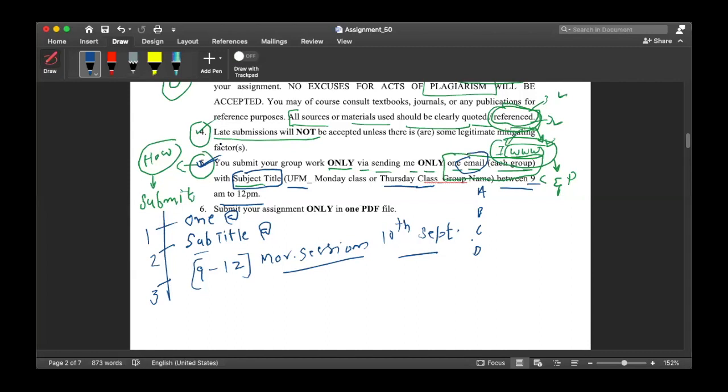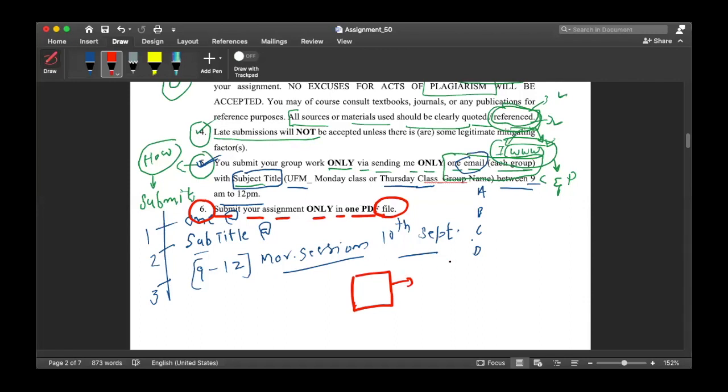So no questions. Let's move on to number 6. Number 6 is: submit your assignment only in 1 PDF file. When you submit your assignment, you have to follow the PDF format. The type of the file must be PDF, and only 1 file.